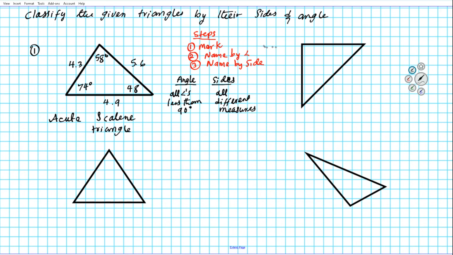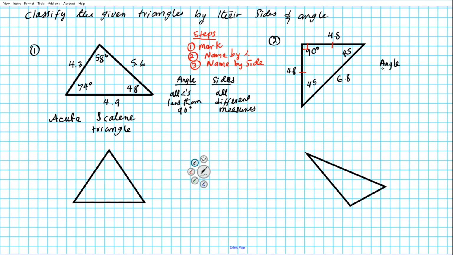All right, let's take a look at number 2. So for number 2, let's say this is 90 degrees, and then this is 45, and this is 45, and this is 4.8, and this is 4.8, and this right here is 6.8. Okay, so can we mark anything here? Yes, this is 90 degrees, so we can put that right angle mark there for the angle. Now for sides, these two sides are congruent, so we can mark it that way. Okay, so now we're done marking.